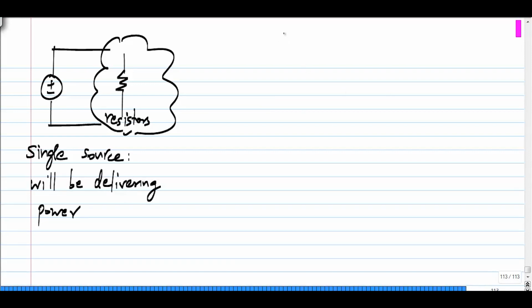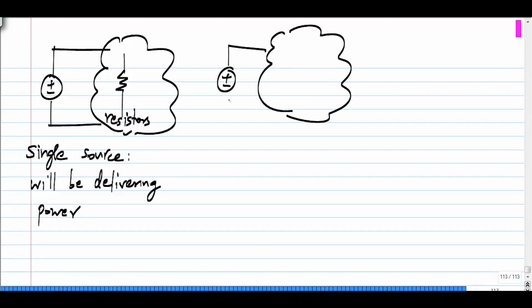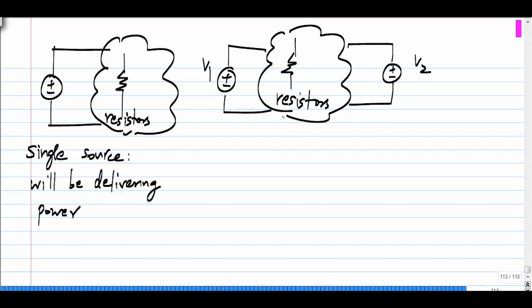On the other hand, if you have multiple independent sources, just to be consistent with this picture, I will show in the middle a circuit consisting of only resistors, and I will show another source on another side. So, let us say this is V1 and this is V2, and we could have even more. Let us say I have V3 and so on. We could also have current sources, but for now I will consider voltage sources.